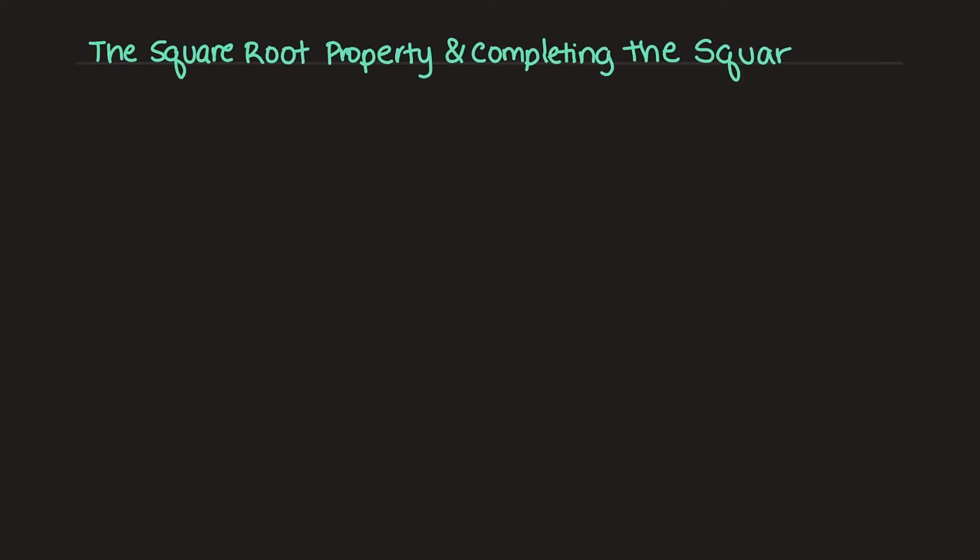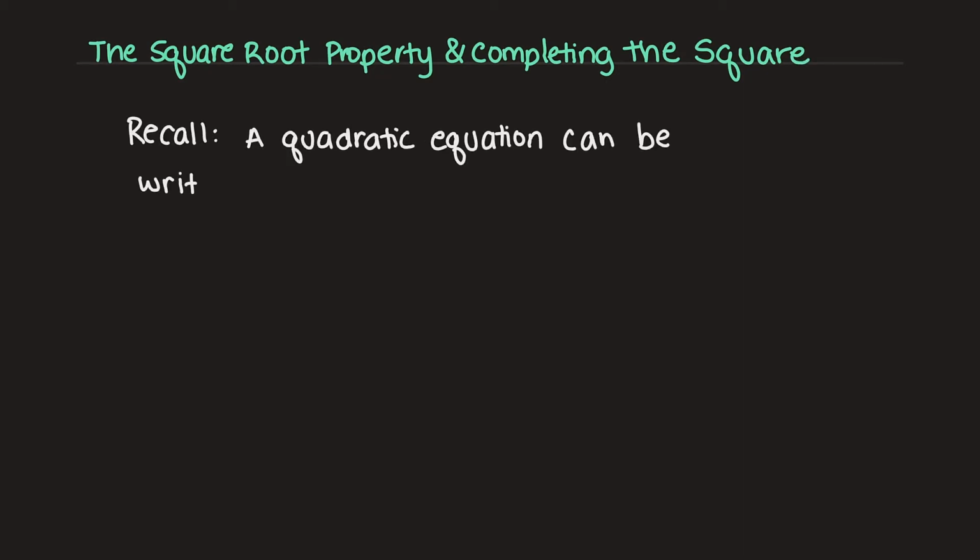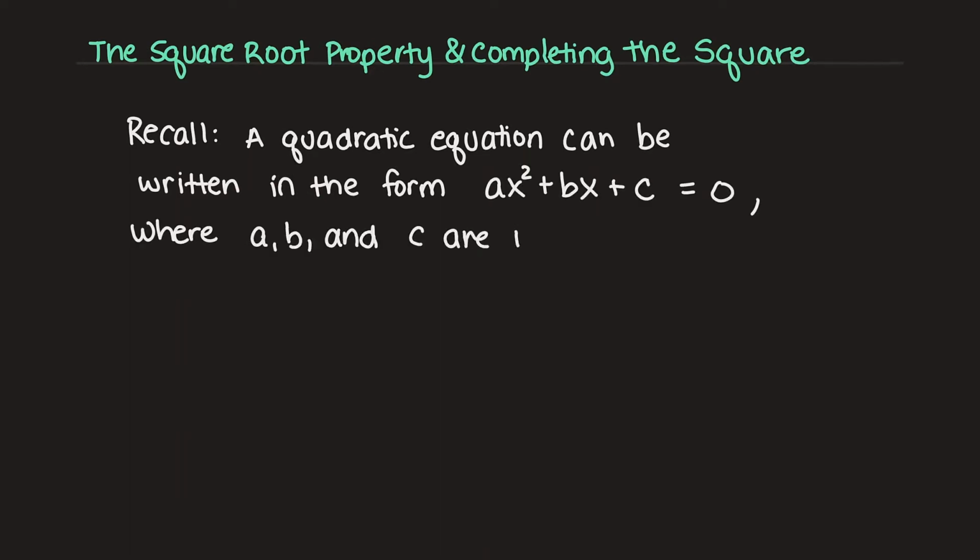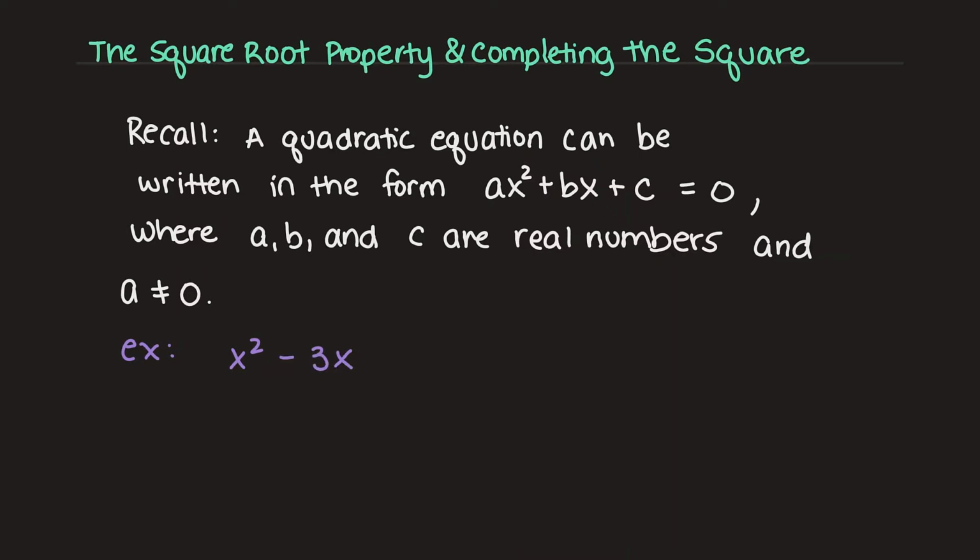Hey guys, in this video we will be going over the square root property and completing the square. So recall that a quadratic equation can be written in the form ax squared plus bx plus c equals 0, where a, b, and c are real numbers and a is not equal to 0. For example, x squared minus 3x minus 40 equals 0 is an example of a quadratic equation.